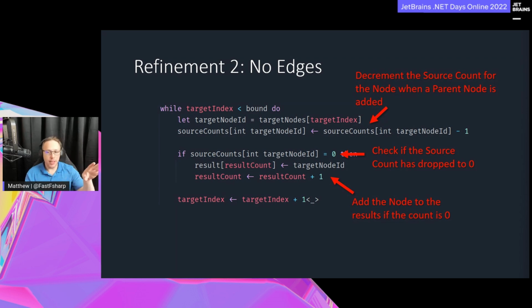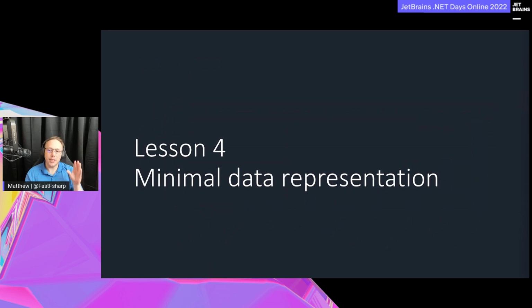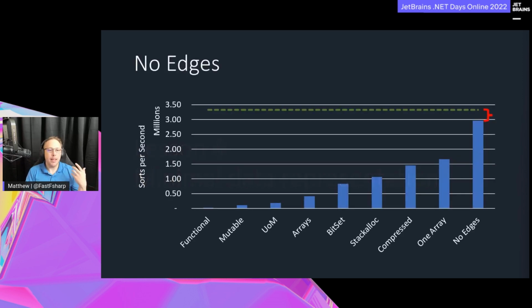And so when we get rid of edges and we're using counts instead of tracking the edges, we're now at 2.9 million sorts per second. Fantastic. We still got a gap, but we've gotten a lot closer. And again, this is a repeat of lesson 4. It's that minimal data representation. It's the idea of, okay, do I actually need all this data to do this work at the end of the day? I didn't need edges. I just needed the nodes, and I didn't need to keep track of what edges were in there. I just needed to keep track of counts. It's a simplification.